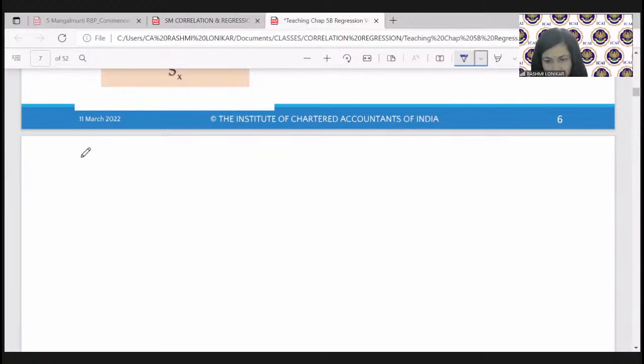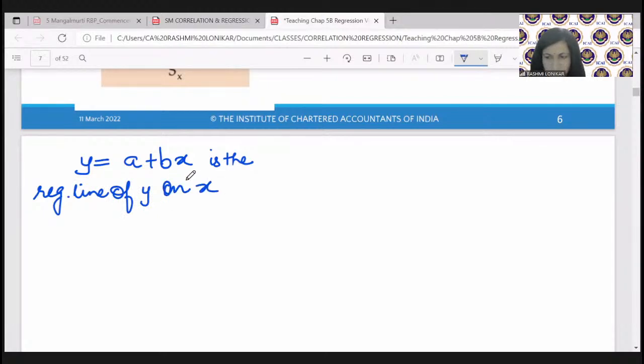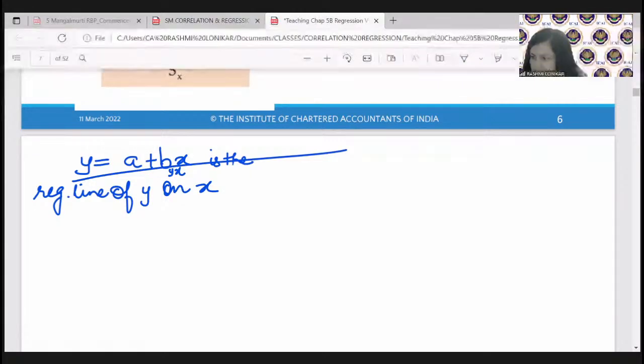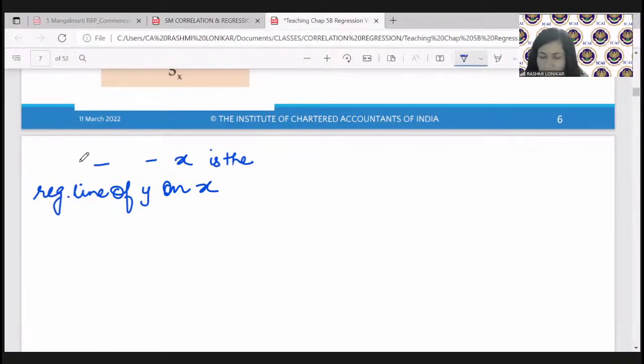Now here we talked about y is equal to a plus bx, which is the regression line of y on x. Okay, to avoid confusion, I just write this as y is equal to a plus bx, but in books you will have b written as b y x when it is a regression line of y on x.